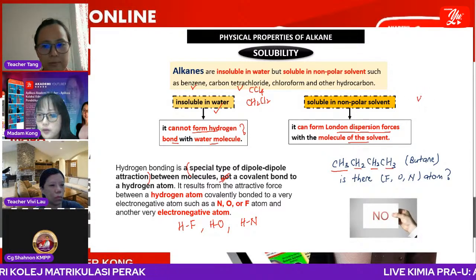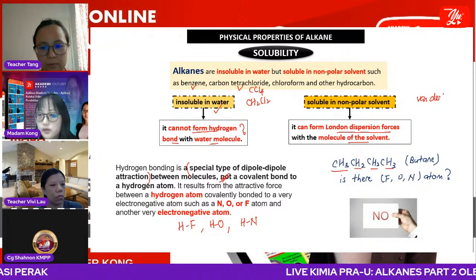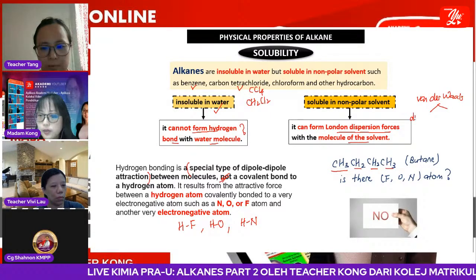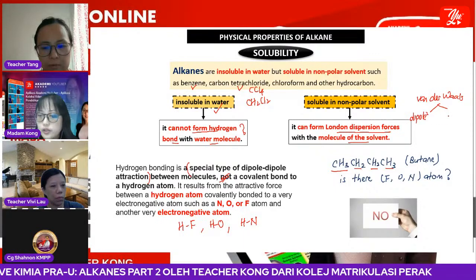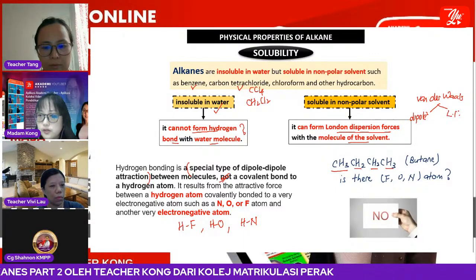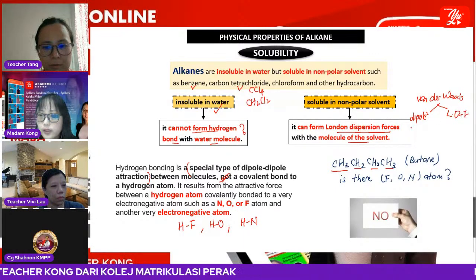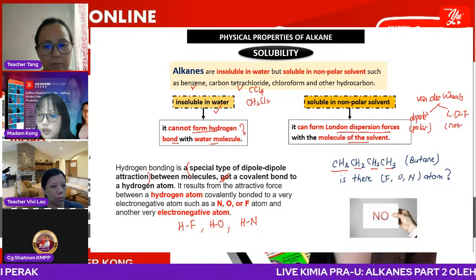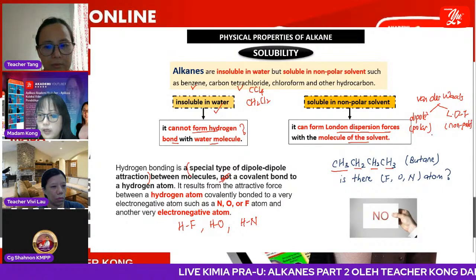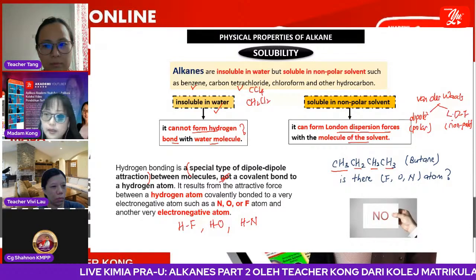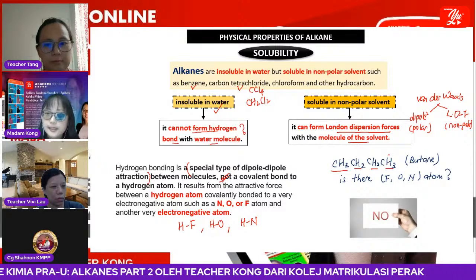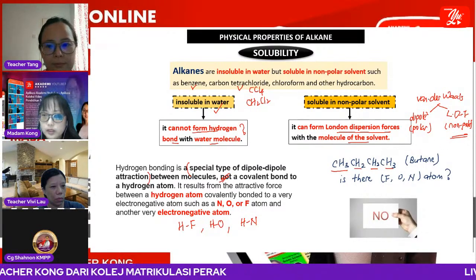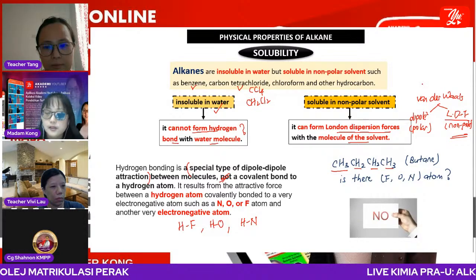Still remember van der Waals forces? Another type of forces. Van der Waals forces, there are two. One is dipole-dipole interaction. Another one is London dispersion forces. The difference between these two: this one is special for polar compound, and this one special for non-polar compound. And all polar compounds consist of London dispersion forces as well. I hope you all can understand. So that's why alkane is a non-polar compound, so the type of van der Waals forces is London dispersion forces.